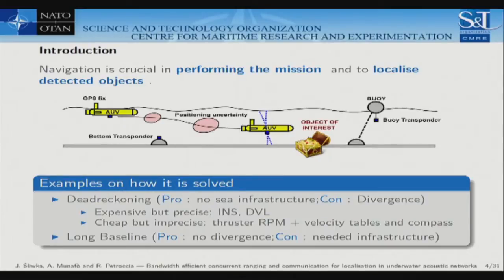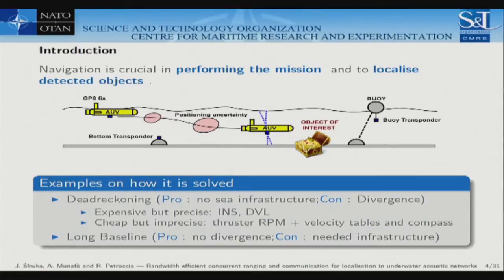There are two basic methods which are used for localization. One of them is dead reckoning, basically flying blind, where the AUV gets a GPS fix on the surface and then goes down in the water and tries to estimate its position starting from the first acquired position. The uncertainty grows with time, and then you try to detect the object with this uncertainty.